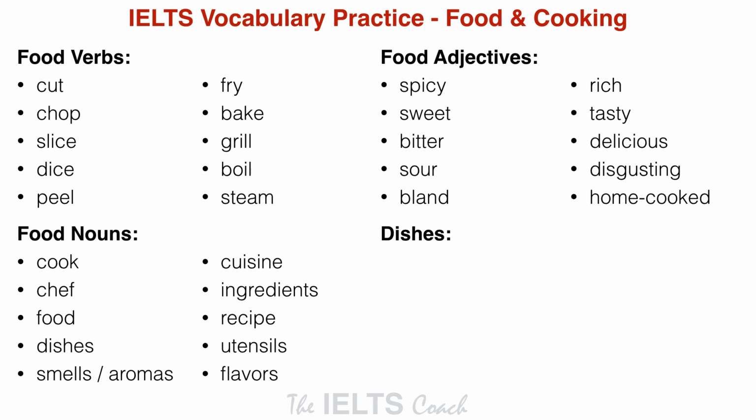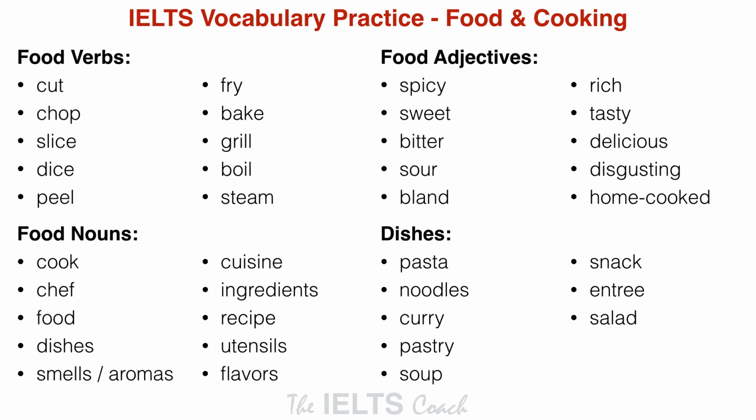Now, different kinds of dishes and cuisines from around the world. Pasta, noodles, curry, pastry, soup, snacks, entrees, salad, dessert, seafood. So those are different words connected to food and cooking. And now we will see how to use those words in a sentence.